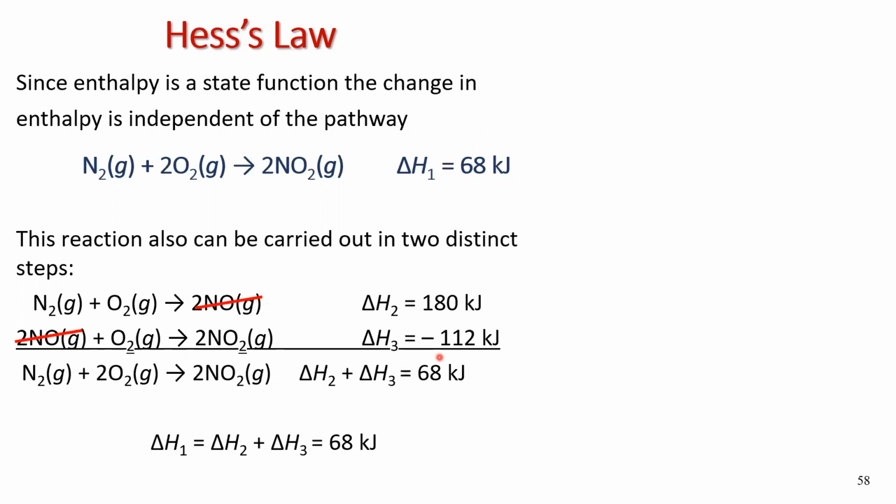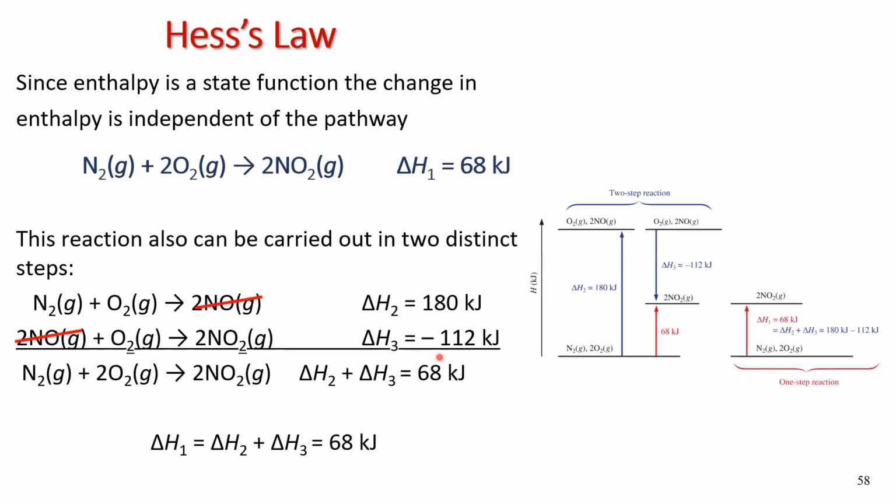They're exactly the same number. Because when we look at enthalpy values, they are state functions. So this is kind of a graphical representation of the numbers we had here. If we were to start with nitrogen and oxygen gas, they would react together and they require energy. They require 180 kilojoules of energy.